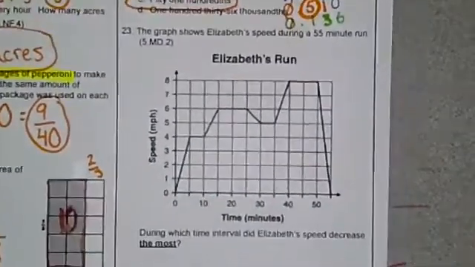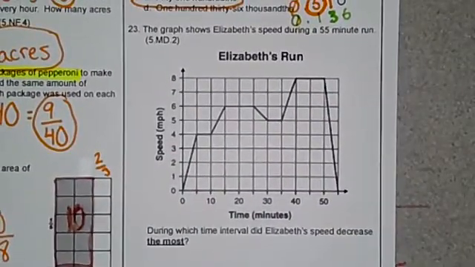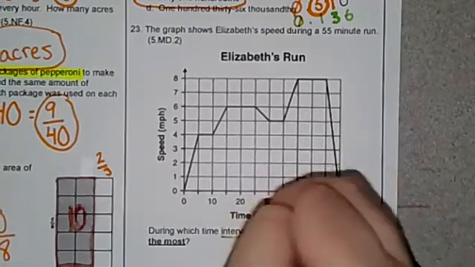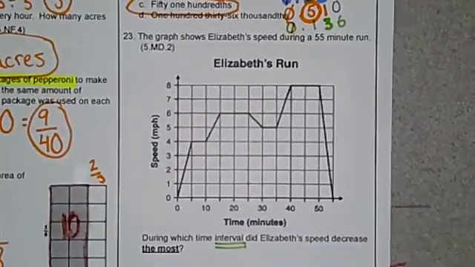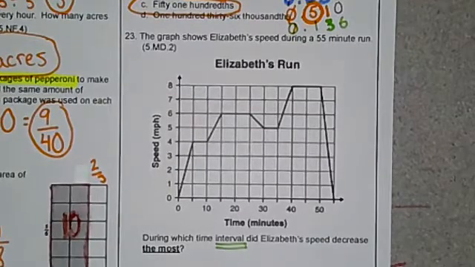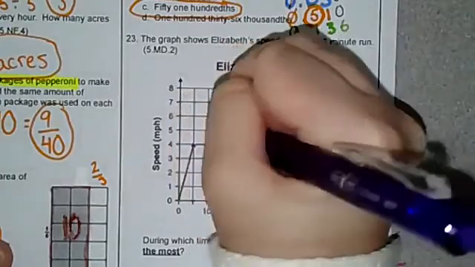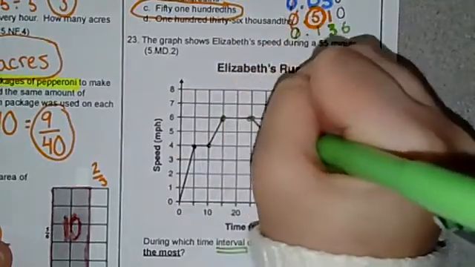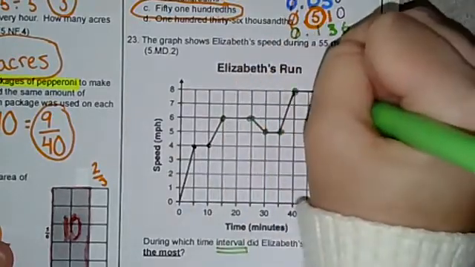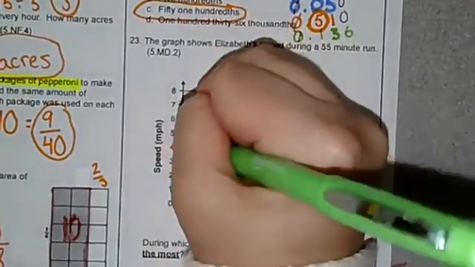All right. It says the graph shows Elizabeth's speed during a 55-mile run, during which interval. Okay, so that means like what section of time did her speed decrease the most? All right, label my times. Okay, so label my dots. Okay, draw your dots in here. Okay, I'm gonna come in here and I'm gonna draw these dots. These are intervals of time. All right. And what we're gonna do is we're gonna label them.